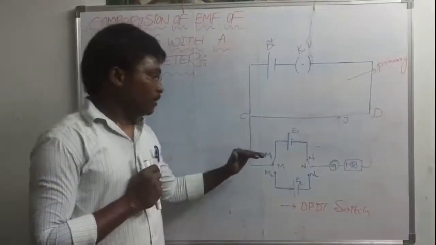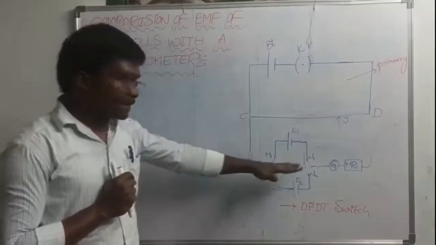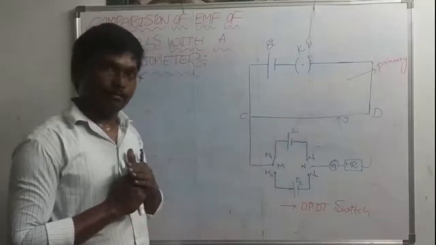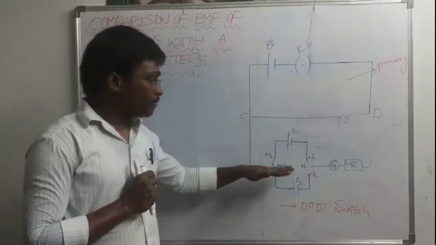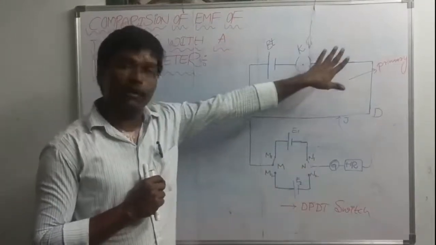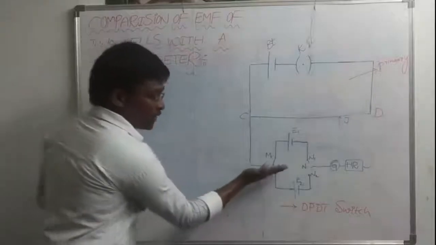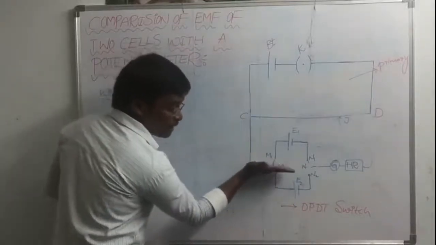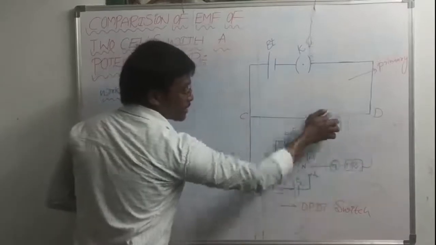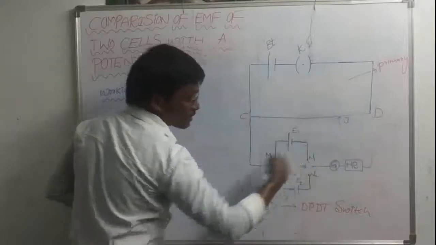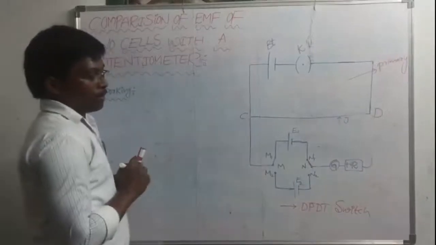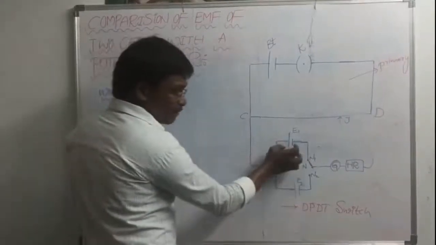Okay, so now when you press that DPDT switch towards the first cell, what happens here? This electric cell is connected to the secondary circuit. This is the primary circuit, we already know. This is the secondary circuit, correct? So whenever you press this DPDT switch towards the first cell, this cell is connected with the secondary circuit.